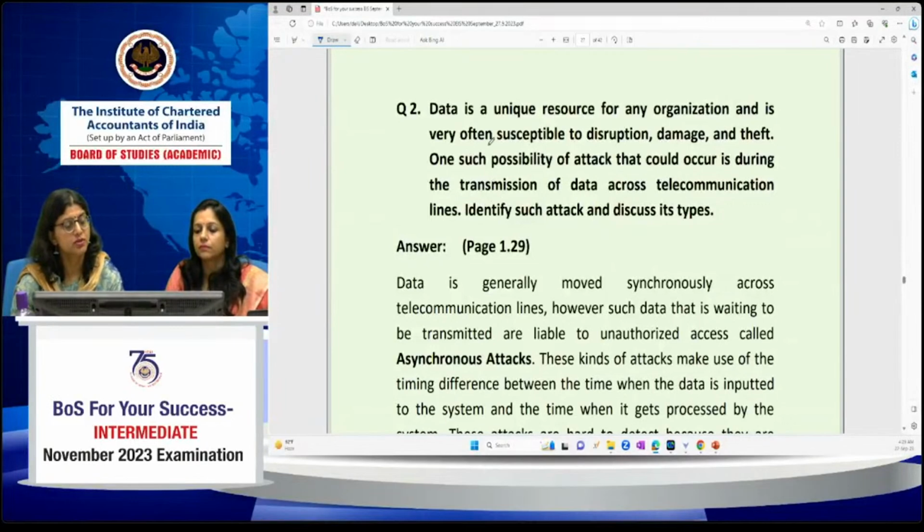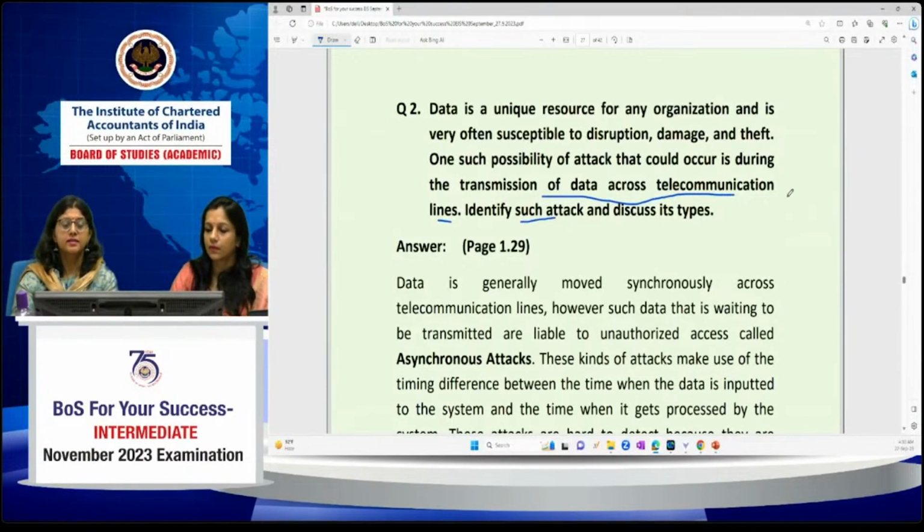So another question that we have is, data is a unique resource for any organization and is very often susceptible to disruption, damage and theft. One such possibility of attack that could occur is during the transmission of data across telecommunication lines. Now here, identify such attack and discuss its types. This question is of 6 marks, which is 2 plus 4.